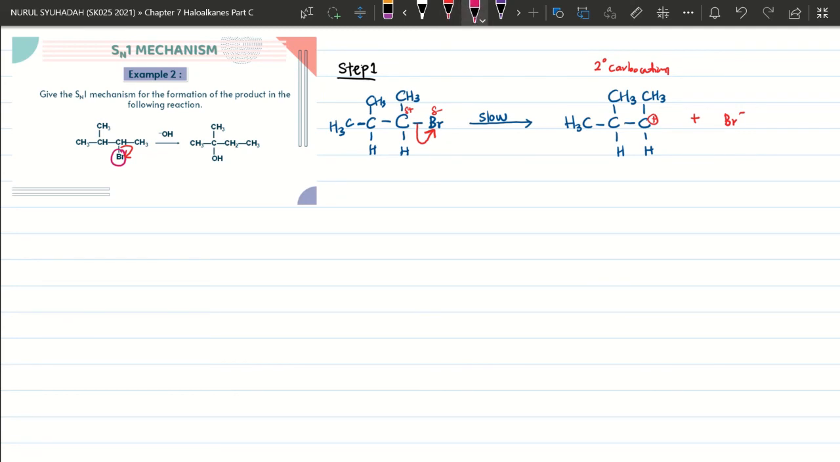Okay, so nak tengok apa? Tengok kepada neighbor. So this particular carbocation, neighbor dia dekat sini, neighbor 1, neighbor 2. Okay, kita tengok boleh tak berlaku hydride shift dahulu. So if we do a hydride shift from this carbon number 1, kita akan dapat primary carbocation. So tak berlaku hydride shift dekat sini.